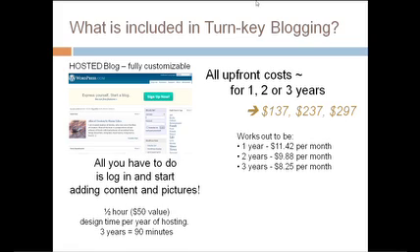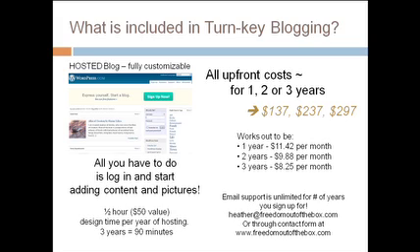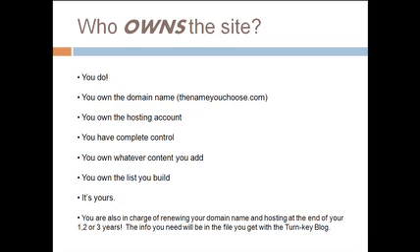So this includes all the upfront costs. For 1, 2, or 3 years, 1 year is $137, and then if you go up to 3 years, it's like $99 a year. Works out to be, you know, $8.25 a month if you do the 3 years. So also included with that is unlimited email support for the number of years you sign up for. If you are hosted with me with GVO, and that's where you're signing up through, if you email me and you're having a problem with something, I'm going to get back to you with an email or a video blog or some kind of help that will get you going.